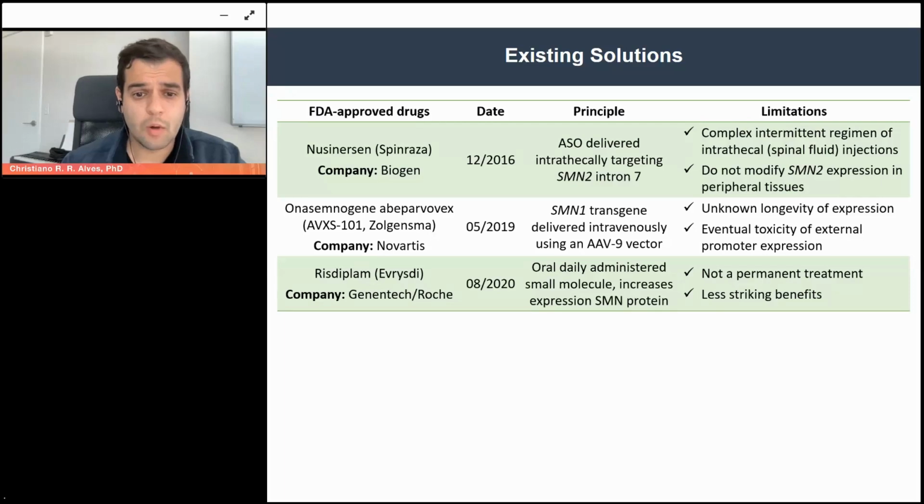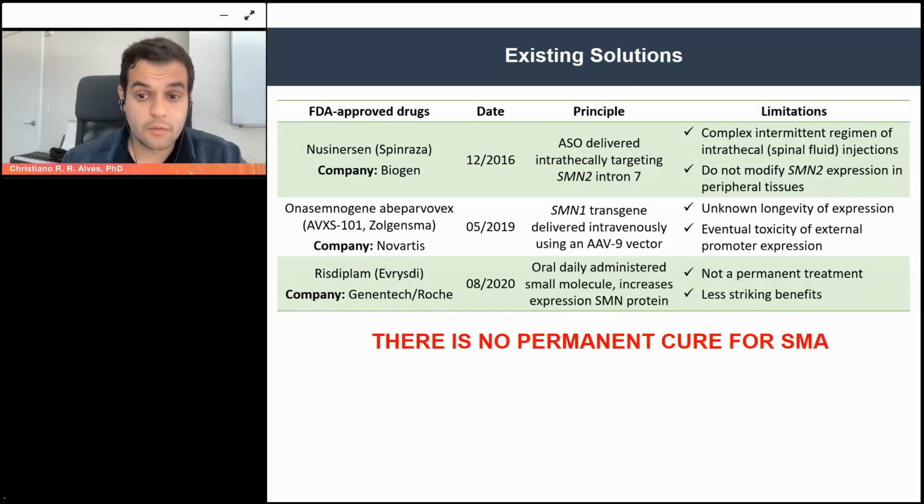And finally, we have this small molecule from Roche, risdiplam, which is also helping, especially if you think about a co-therapy scenario. But it's a small molecule administered every day, so patients have to take the pills. And I would say that the data is not as striking as gene therapy, for example. So the conclusion of this slide, again, is that we don't have a permanent cure for the disease.